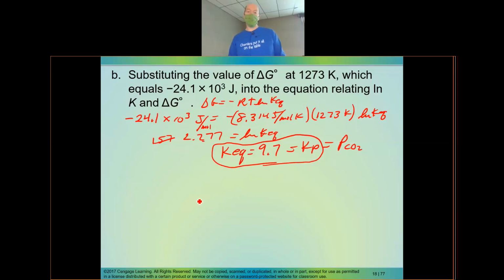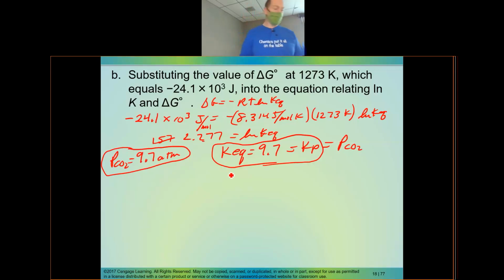That is not fine for calling it pressure of CO2, because the pressure of CO2 is 9.7, and now pressure must have a unit. The K values are not required to have a unit, but your pressures must have a unit. And 3 sig figs everywhere. I'm going to go with 9.75.